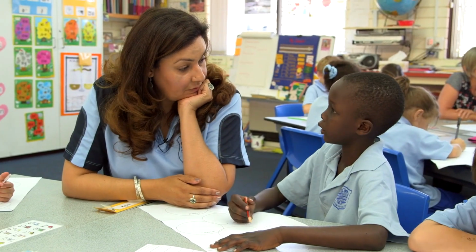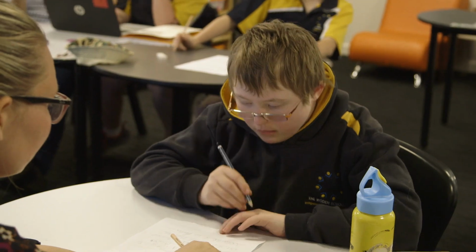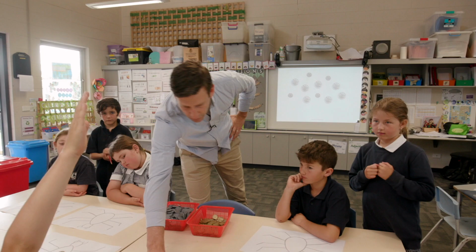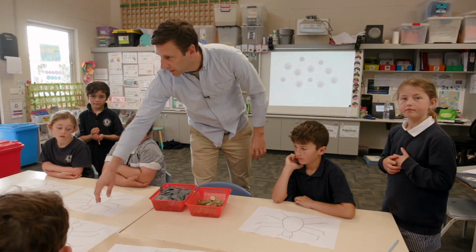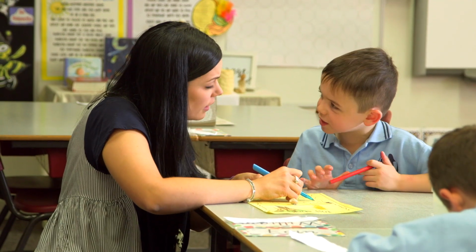The Melbourne Declaration underpins the Australian curriculum with the goal that all young Australians become successful learners. The three dimensions of the Australian curriculum, learning areas, general capabilities, and cross-curriculum priorities, provide teachers with the flexibility to cater for the diversity of students' needs through differentiation and personalised learning.